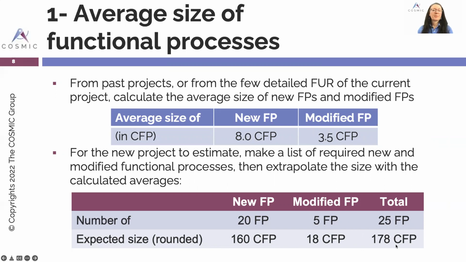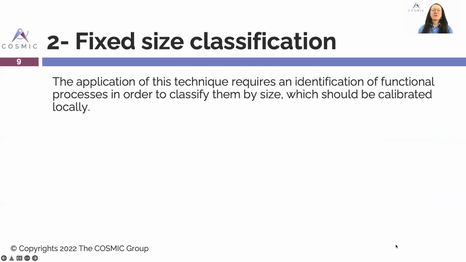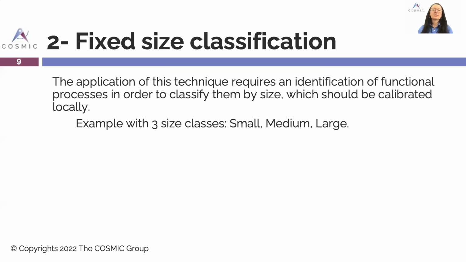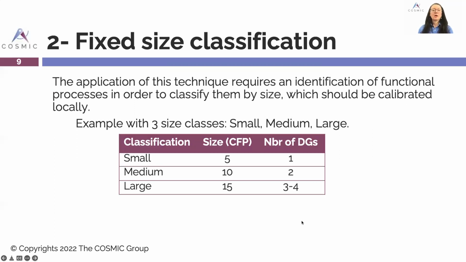The fixed size classification technique: to apply this technique, it requires an identification of functional processes in order to classify them by size, which should be calibrated locally. Example with 3 size classes of small, medium, large. Then a small could be of 5 COSMIC function points.